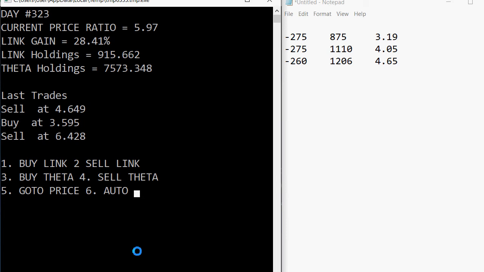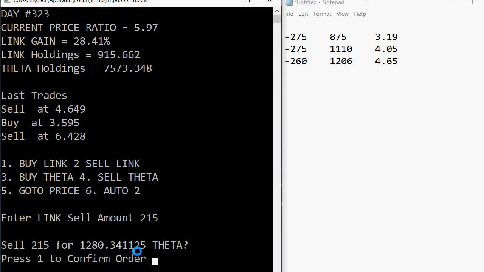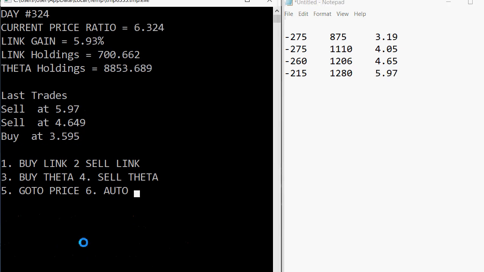Now it doesn't. Link goes up again, only 915. If you go 200, you're doing a little over 20%. So I can do like 210, 215, I think. I'm getting back a little bit more on the Theta side, so that's good to see. And let's move on to the next one.